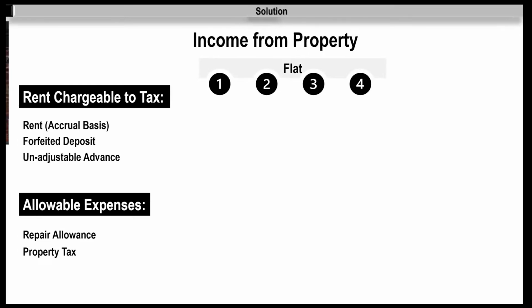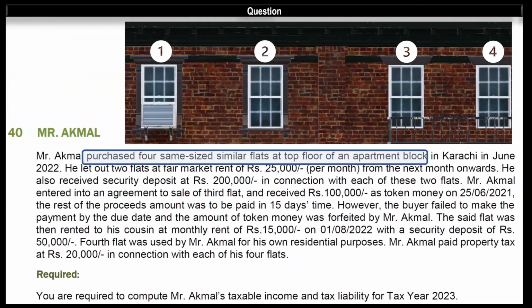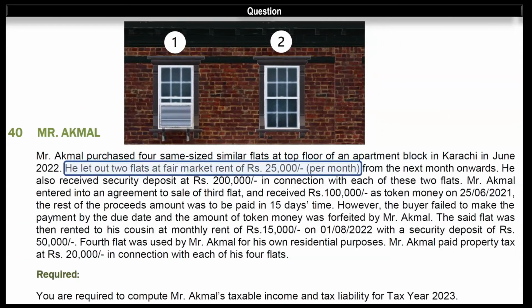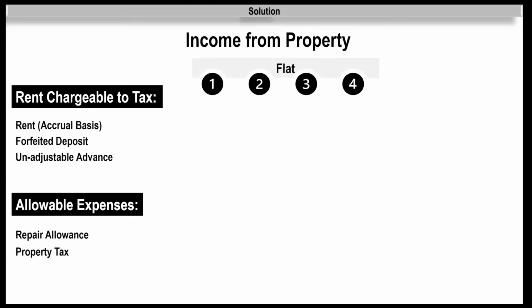Let's move back to question. 2 flats were rented out at fair market rent of Rs 25,000 per month. In our solution, we will multiply Rs 25,000 with 12 to get annual rent. Annual rent of each flat comes to Rs 300,000.